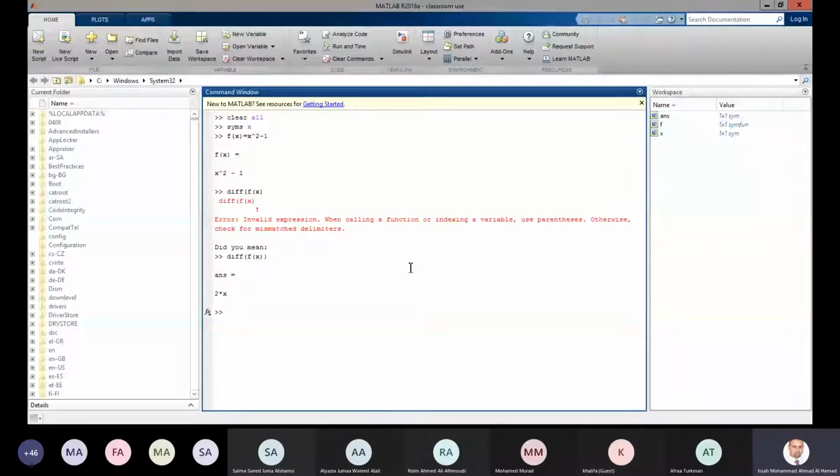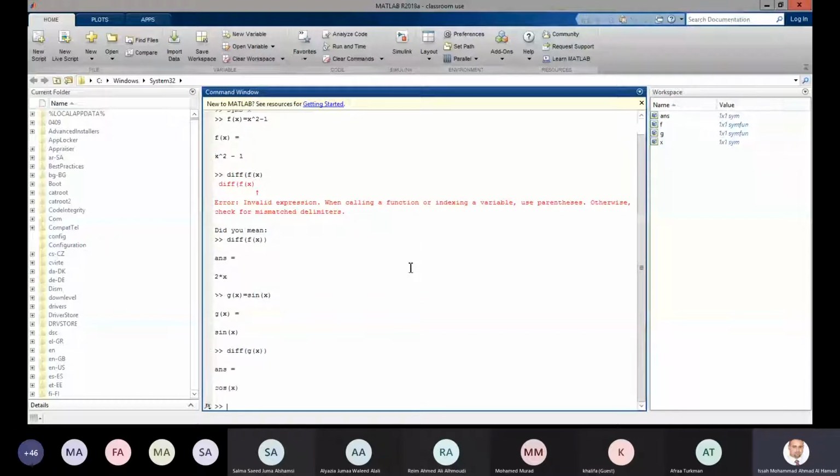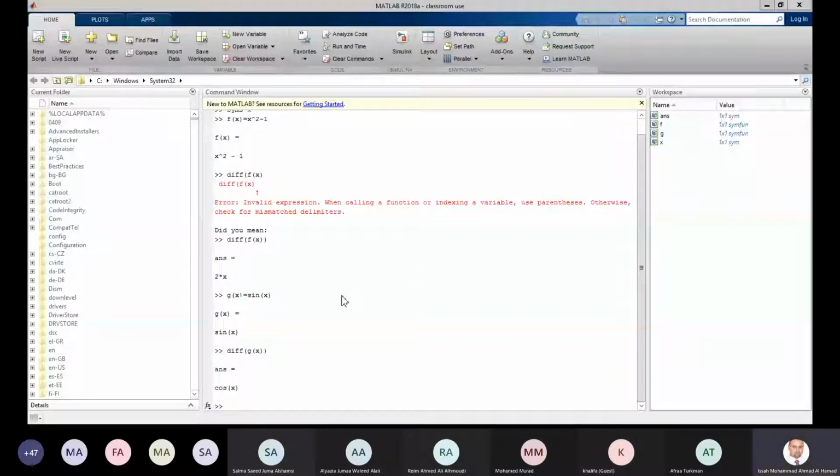You can try it and you can use any other function, for example, g(x) = sin(x). Now you can find diff(g(x)). Okay, so now this gives you the exact derivative of any function.